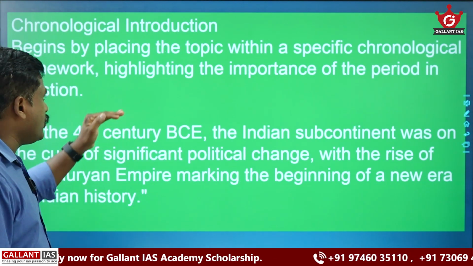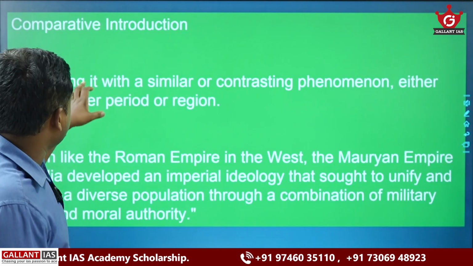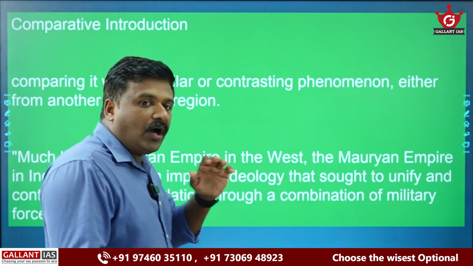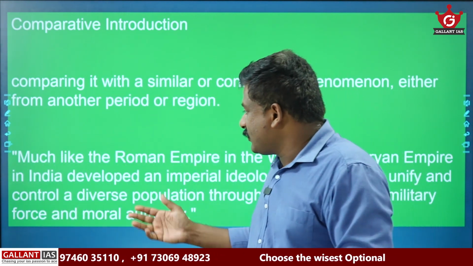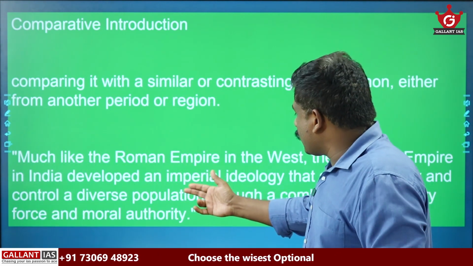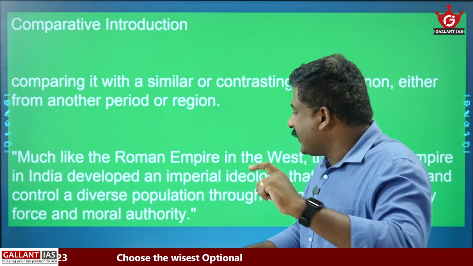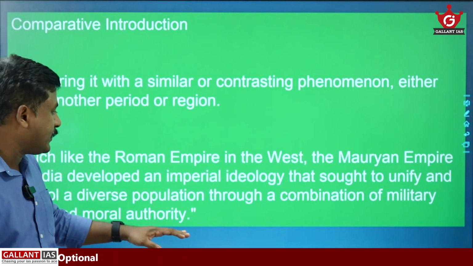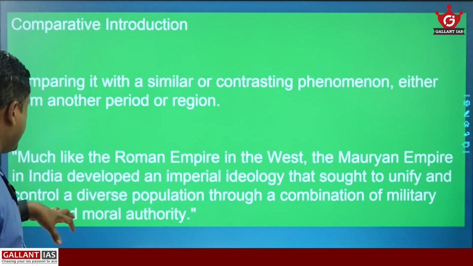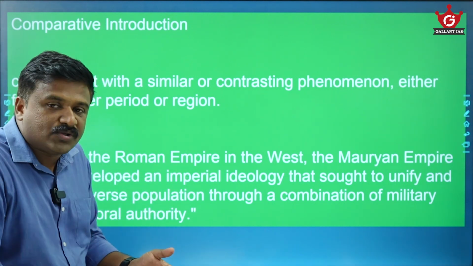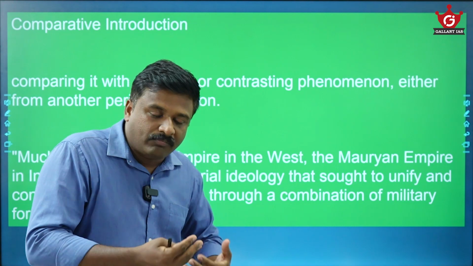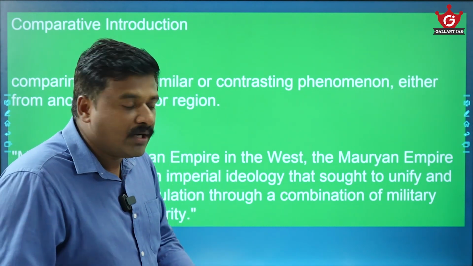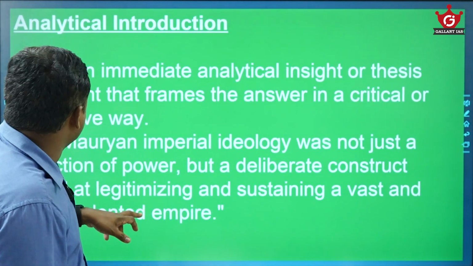Chronological introduction, nothing, you are providing a chronology. There is a comparative introduction, for example, comparing or contrasting with other imperial ideologies. Much like the Roman Empire in the West, the Mauryan Empire in India developed an imperial ideology that sought to unify and control a diverse population through a combination of military force and moral authority. So this is a comparative, the imperial ideologies of the Roman Empire and Mauryan Empire compared. That is also a way of introducing an answer.